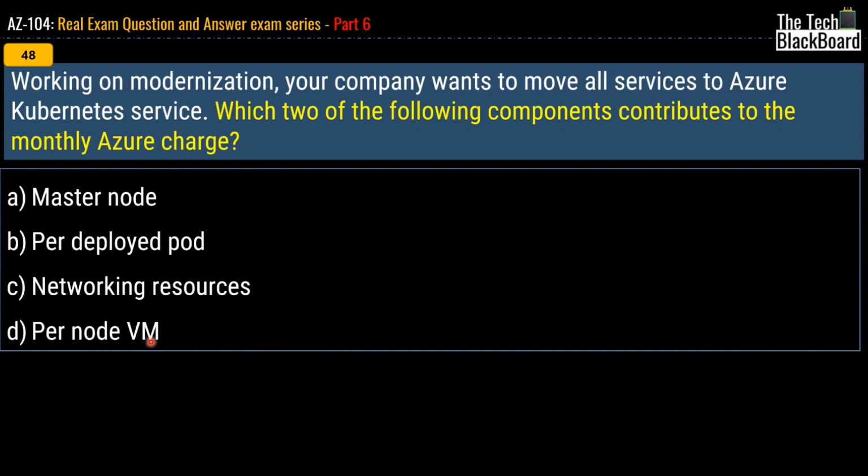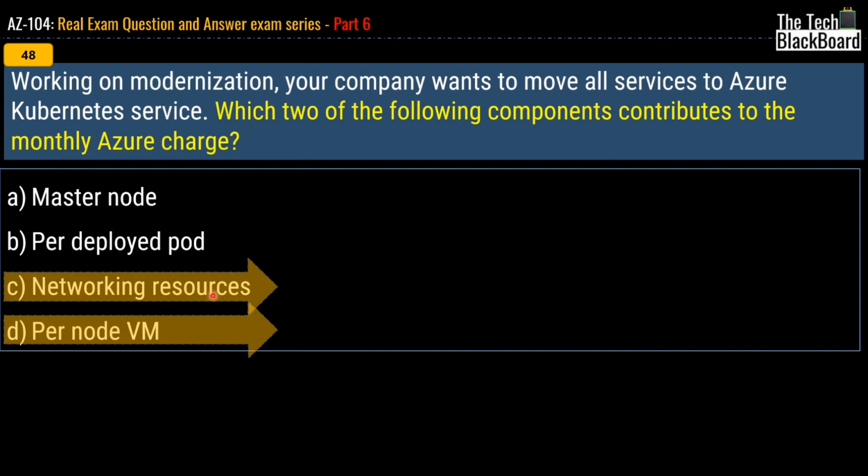So what you need to tell is, out of these options, which two will actually contribute to the monthly Azure charge. Now it's important to understand that with Kubernetes service, your organization only pays for the virtual machine instance, storage, and networking resources consumed by the cluster. Based on that understanding, we can easily answer this question. And the correct answer is networking resources and per node VM.